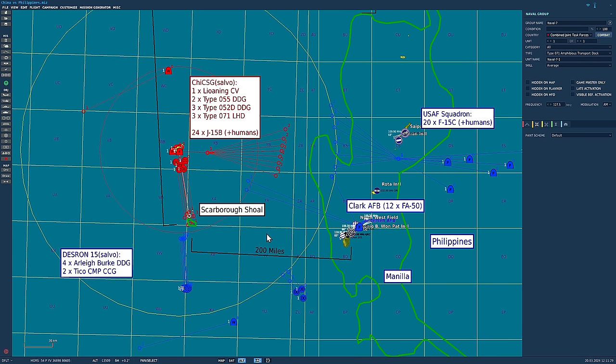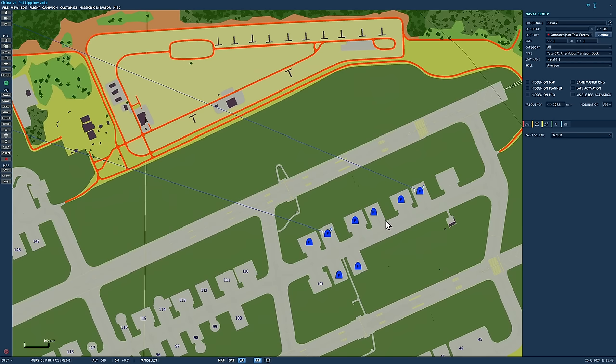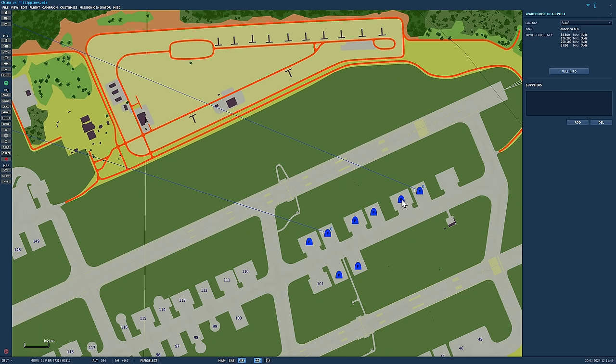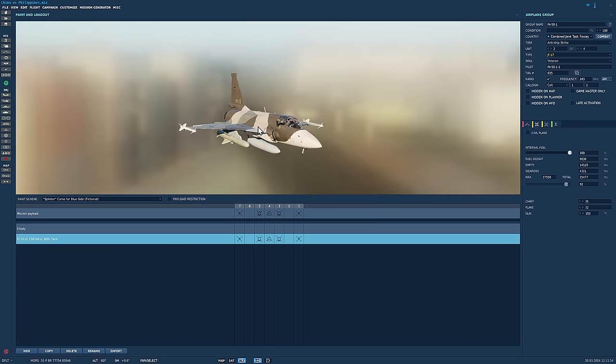Their Air Force has just 12 fast jets. All are FA-50 Golden Eagle type from South Korea, operating today from Clark Air Force Base north of Manila. We don't have the FA-50, but we do have a good analog. We have the Pakistan Chinese JF-17, another light multi-role fighter, quite similar, and it even looks fairly similar.